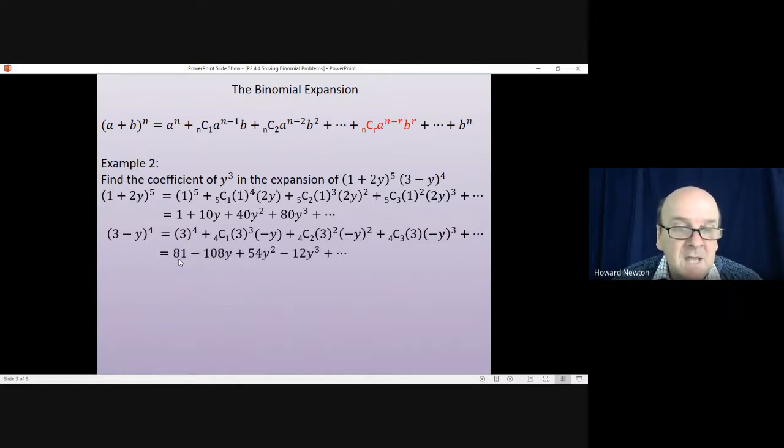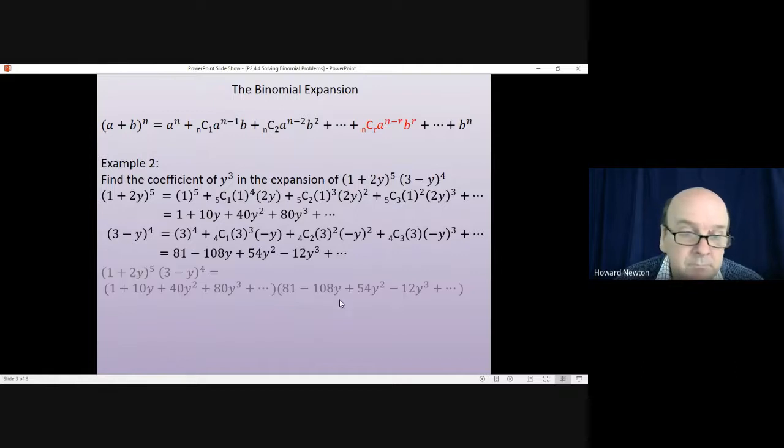3 to the 4 is 81. Multiplying all this together will give me minus 108. Multiplying all this will give me 54. And multiplying all this will give me minus 12y cubed. So we've now expanded both of these brackets using the binomial expansion up to the y cubed term. We need to multiply them together now. So multiplying them together would give us that.